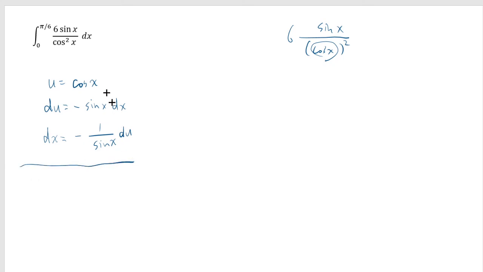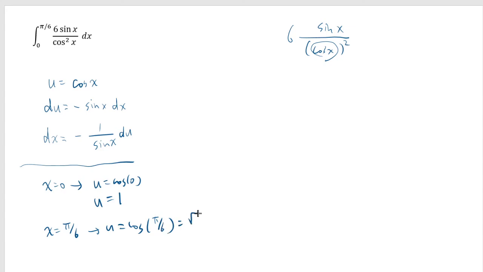Also, you need to know the values of u when x is 0 and x is pi/6. So when x is 0, you get u equals to cosine of 0, which is 1. So u is 1. When x is pi/6, then u is cosine of pi/6, and cosine pi/6 is radical 3/2. So these are the values you need, and we have everything we need to do the integral. So first you go from 1 to radical 3/2.